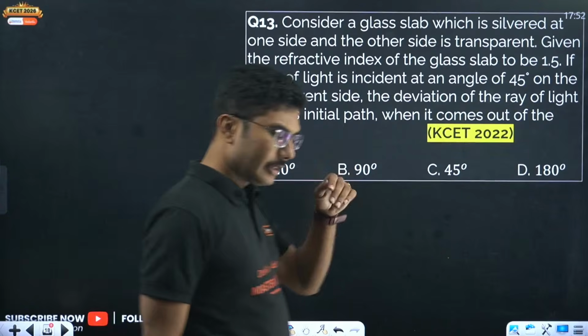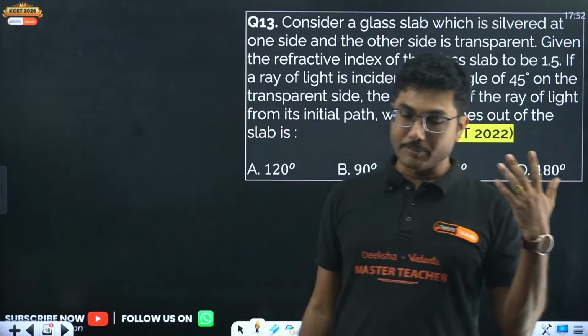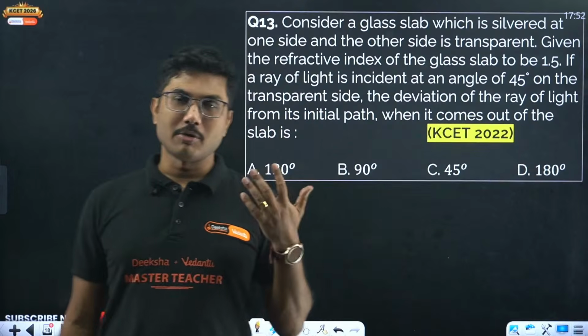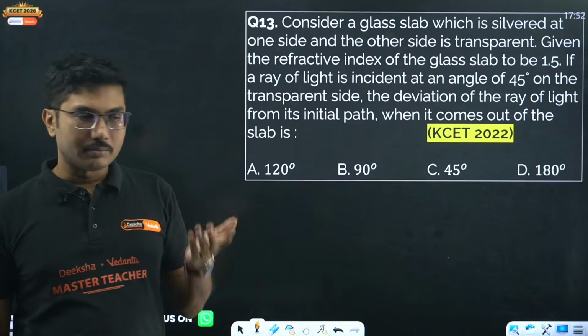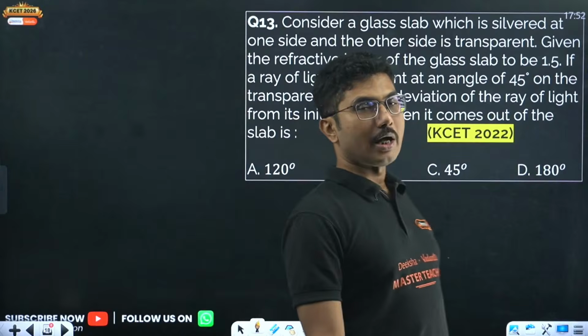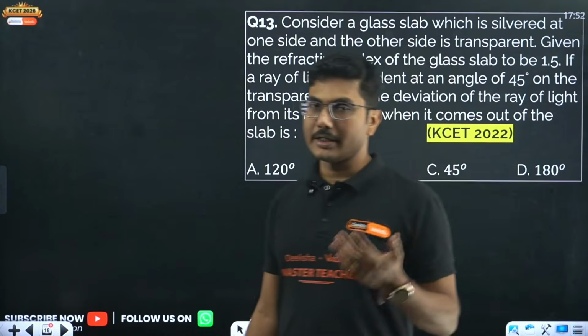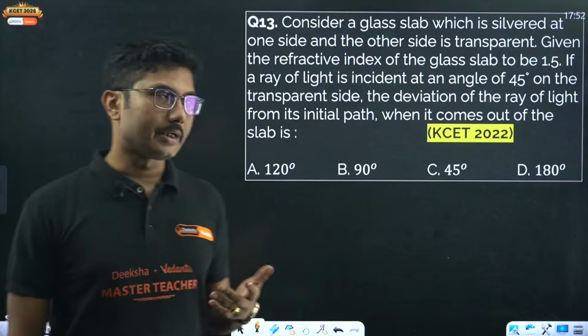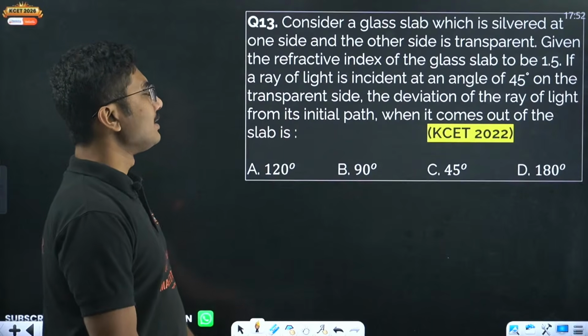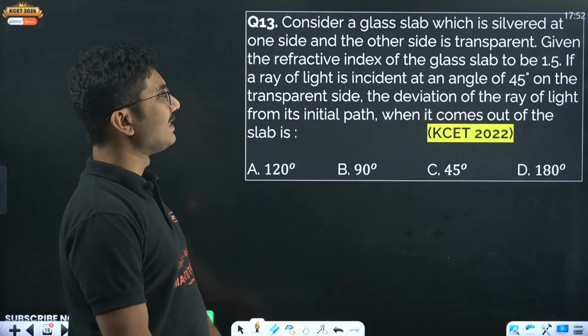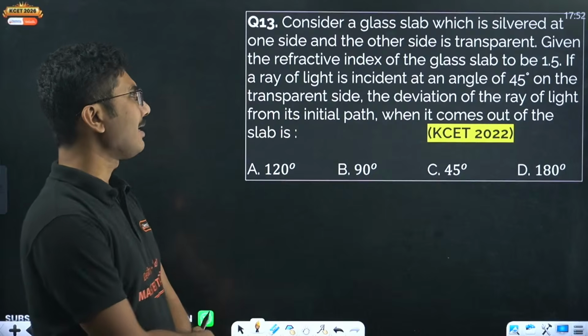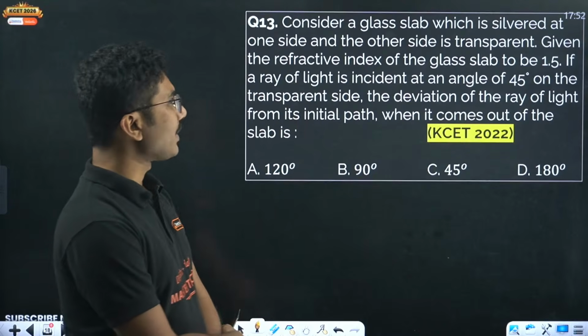If you started around your P1, P2, midterm or half yearly, then you should have solved 20 years. But if you are starting now, at least 10 years you should target. Okay, consider a glass slab which is silvered at one side and the other side is transparent.